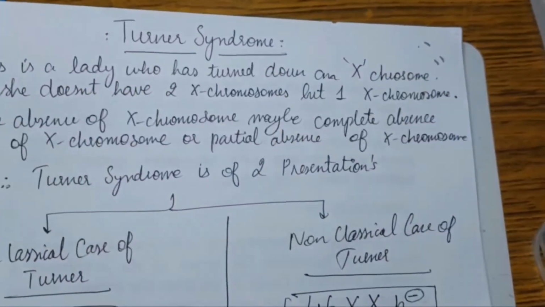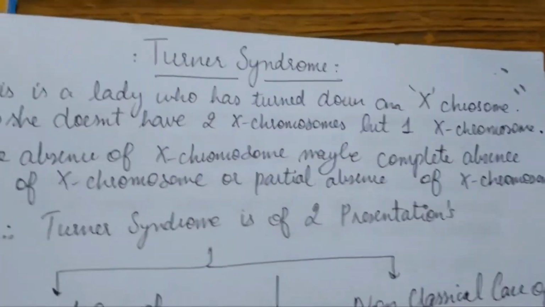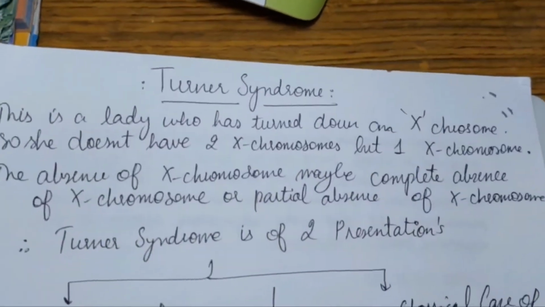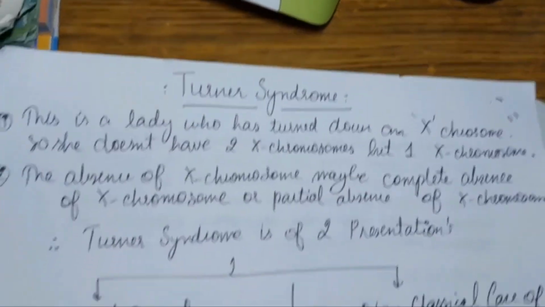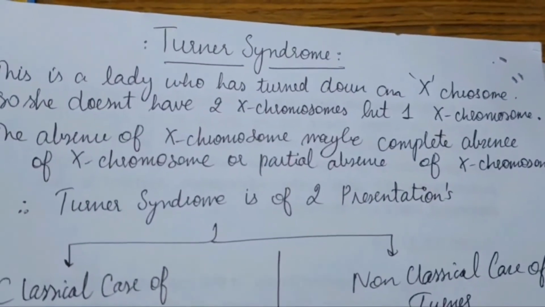We're going to discuss the first sex chromosome monosomy, the only sex chromosome monosomy compatible with life, that is Turner syndrome. So in Turner syndrome, this is a lady, okay, so it is a woman. This is a lady who has turned down an X chromosome.